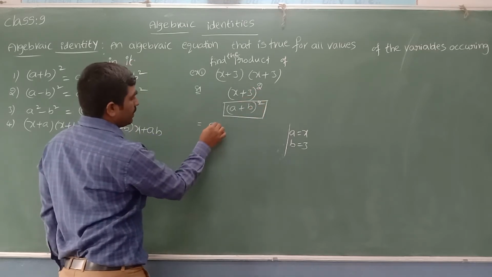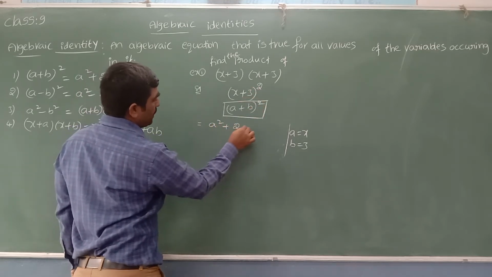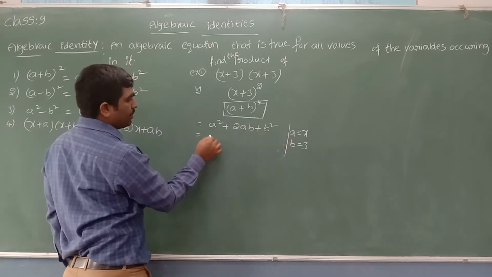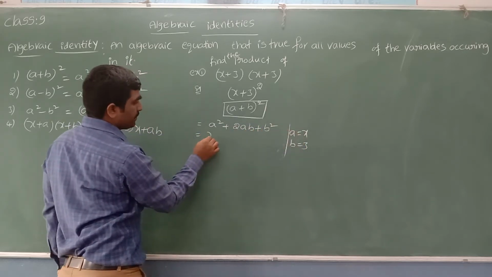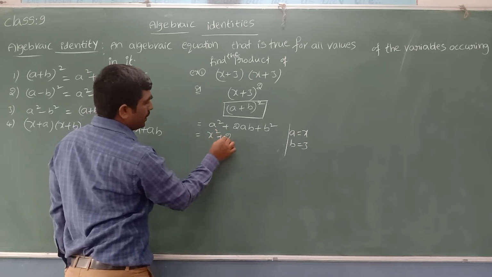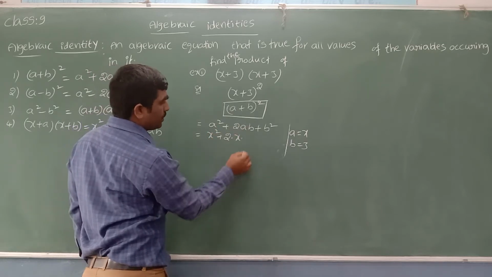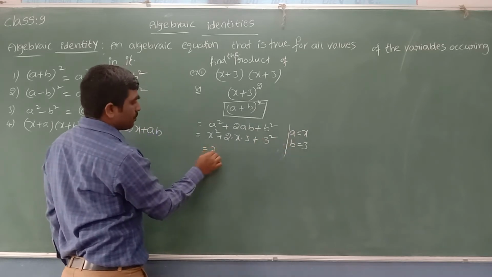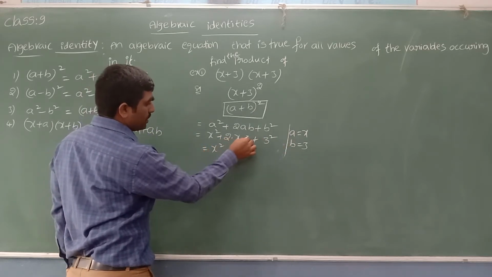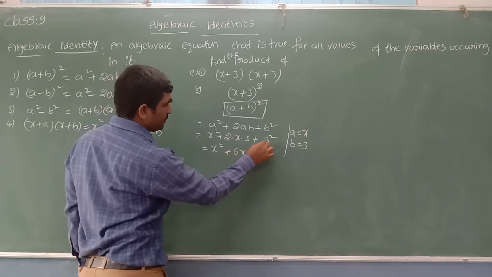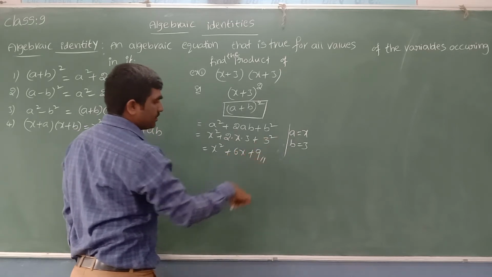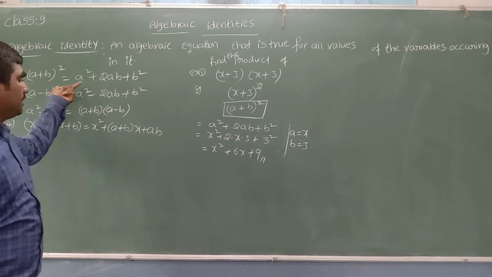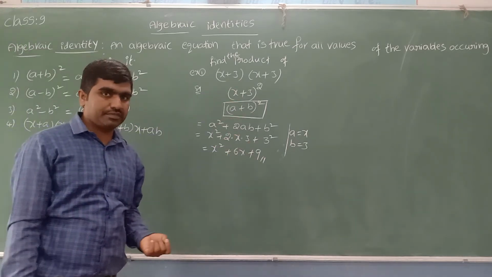We know that the expansion is a² + 2ab + b². Just substitute the values: a is x, so x² plus 2 into a value x into b value 3, plus b square, 3², is equal to x² plus 2 3s are 6x plus 3² is equal to 9. That's all. That is the way we can apply the identities and find the product.